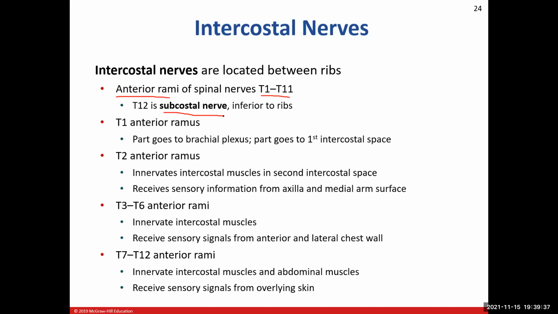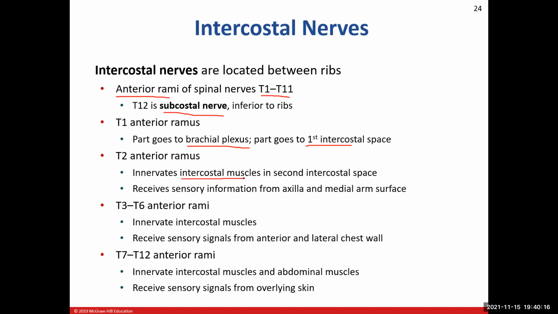So when we're talking about the anterior ramus of T1, this anterior ramus is actually going to contribute to our brachial plexus. So it'll give off a branch there to the brachial plexus, and we'll get into that in a moment when we talk about the brachial plexus. And then the remaining part is going to occupy our first intercostal space. That'll be the space in between your first and second rib. Our second anterior ramus will be found in the second intercostal space, obviously, but it's going to innervate some of our intercostal muscles.